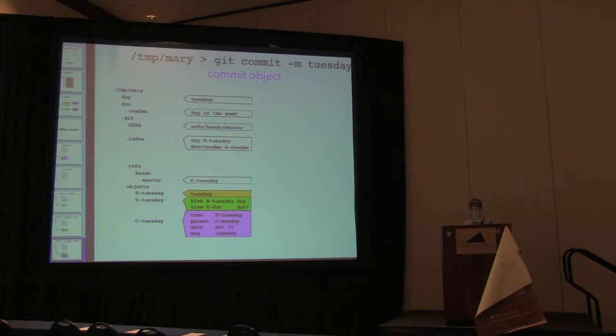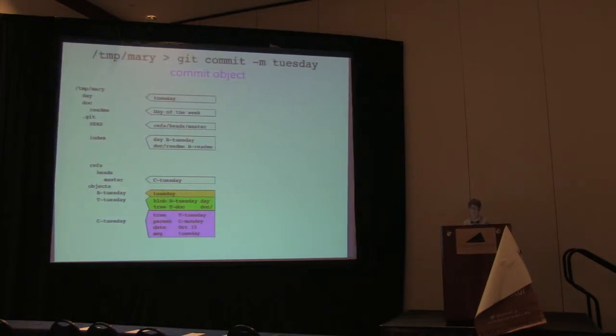Great. Final step is creating the commit object. Now, this is the relatively easy part. We just create a new object. It's got a tree pointing at Tuesday. It's got a parent of Monday, and a date and a message.